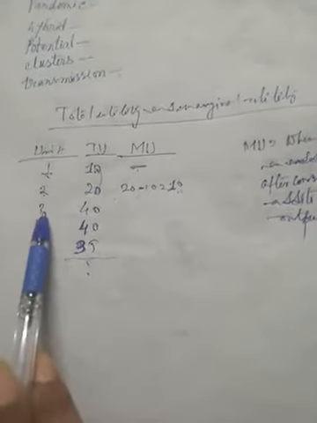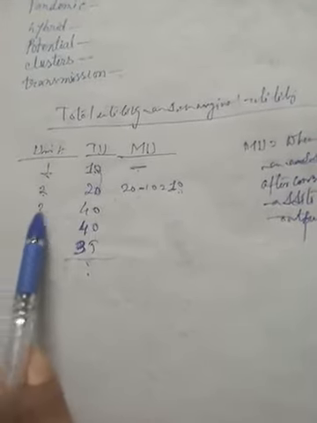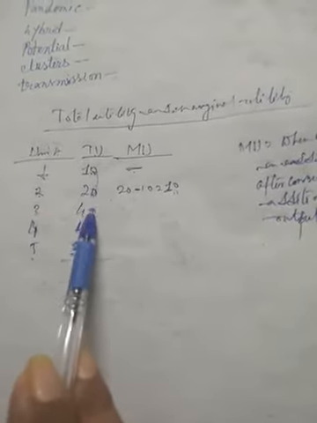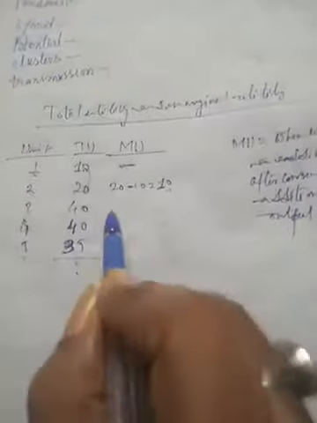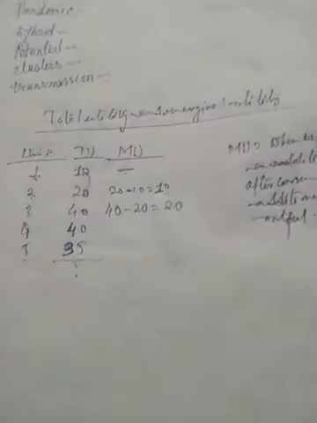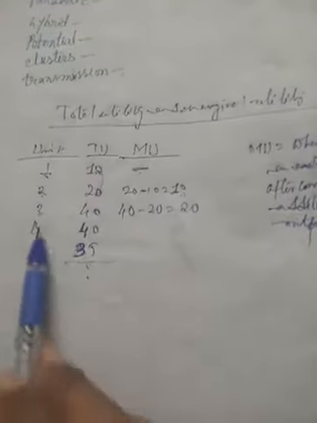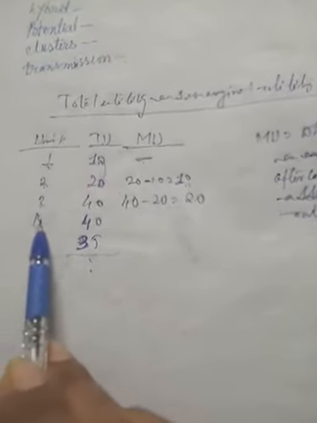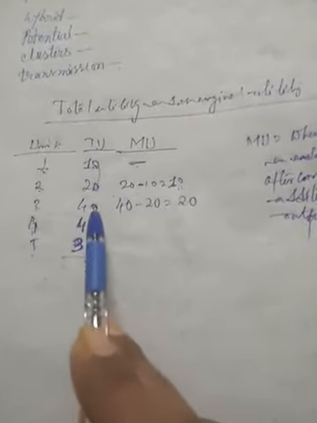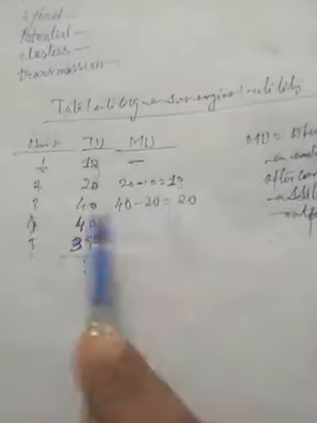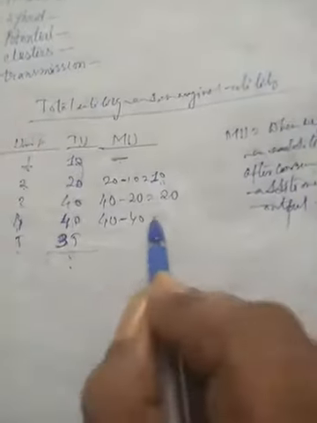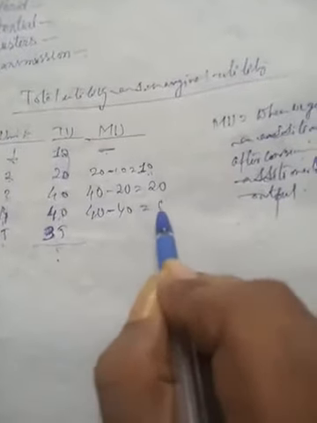In the third unit, that means the third good, our total utility is 40. So compared to the previous one, how much extra do we get? 40 minus 20, that means 20. Next, in the fourth unit, our total utility is 40. Compared to the previous total utility, how much additional utility do we get? 40 minus 40, that is 0.